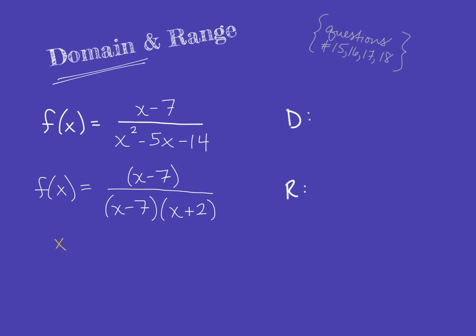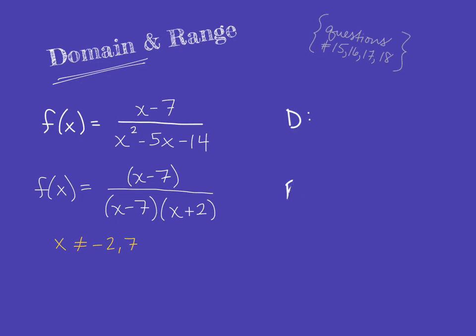So x can't be -2 or 7 because it makes the denominator 0. Yes, these cancel, but that doesn't matter. That just means there's a hole in our graph at 7 and there's a vertical asymptote at -2. It can't be either value that makes the denominator 0. Therefore, we have to exclude these two values from our domain. So our domain is every single thing except -2 and 7.